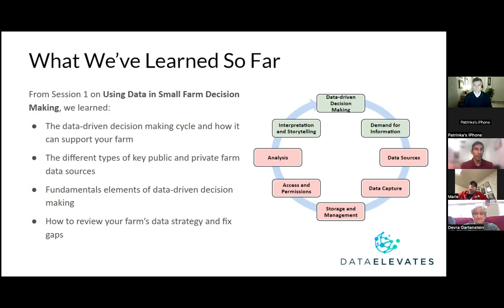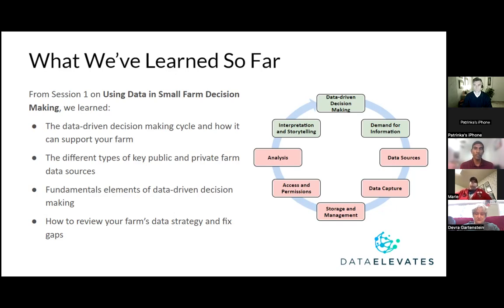But we really need to think about the demand for information. So what are we trying to answer before we actually go out and collect data? What is our need for getting that data? Are we trying to figure out information about a new market? Are we trying to figure out how to optimize our crop production for a certain crop? The more specific we can get, the better. And we'll get to that point a little bit later as well.